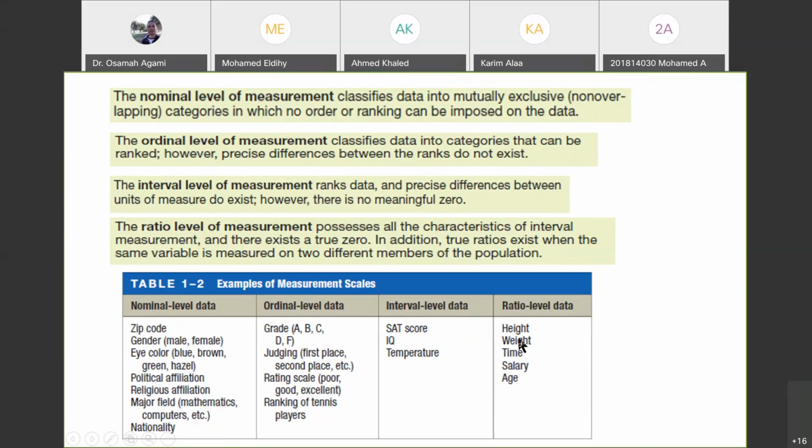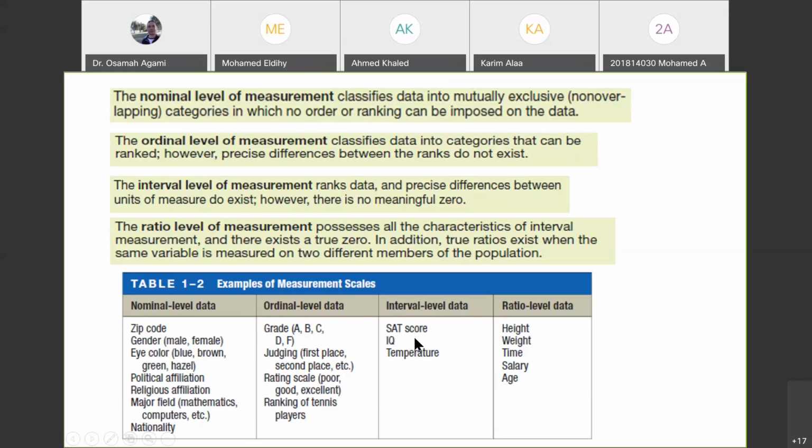What is the difference between them? Yesterday we said the difference is the 0, right? The 0 in the interval doesn't mean nothing, right? But the 0 in the ratio scale, it means nothing. If you said age 0, it means you have nobody to say age. You have 0 salary, it means you don't get a salary. You have 0 time, it means you didn't appear. 0 weight, you have nothing to weigh, right?